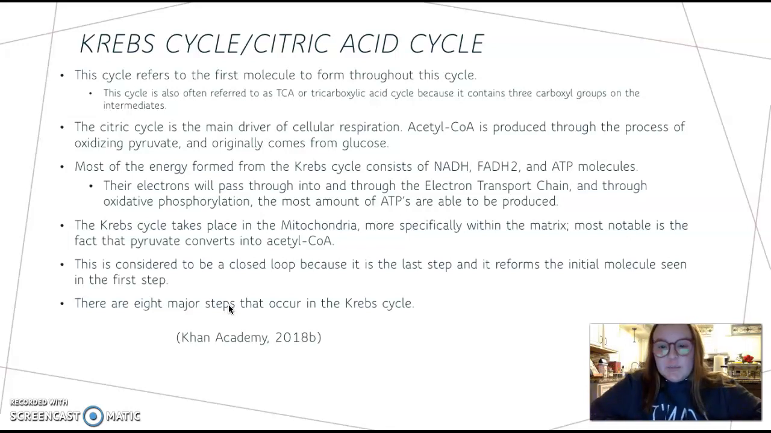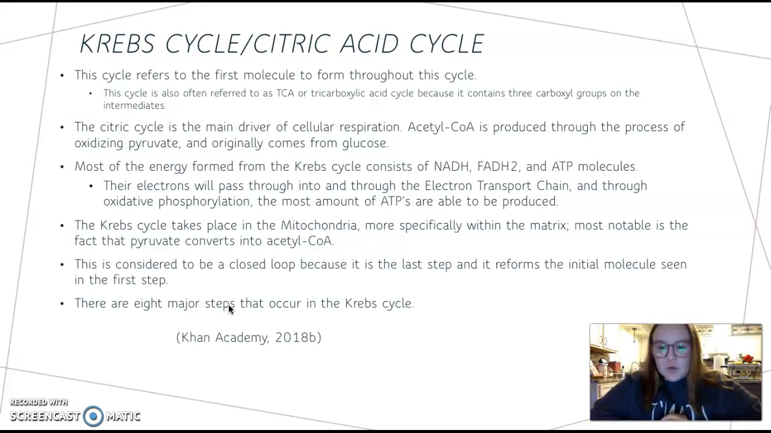Most of the energy that is formed from the Krebs cycle consists of NADH and FADH2. The ATP molecules are also included. Their electrons will pass into and through the electron transport chain, and through oxidative phosphorylation the most amount of ATPs are able to be produced. The ultimate goal is to produce enough ATPs for our bodies to then use that as energy and function properly.